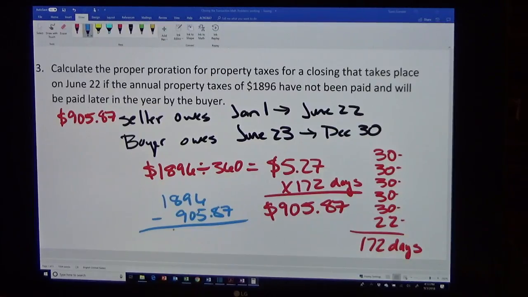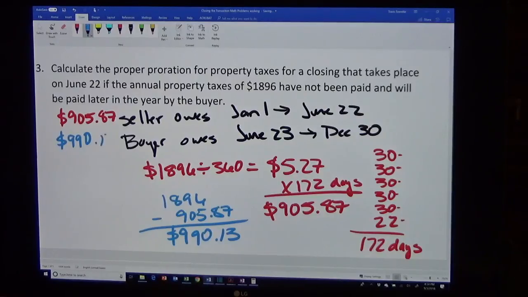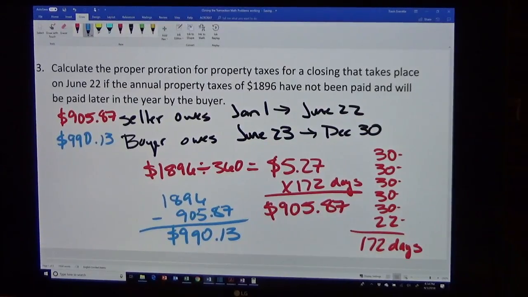And so that means the buyer owes $990 and about 13 cents. And that makes sense if you look at it, because it's almost exactly halfway through the year, so they should owe relatively the same amount of money. That's another way you can sort of mentally check yourself. You know, how far are you through the year as far as how much each person owes.